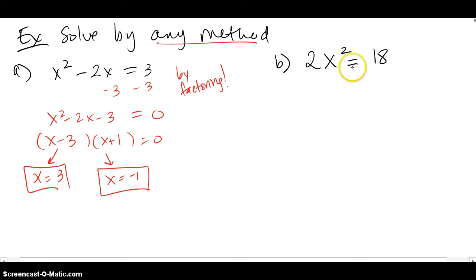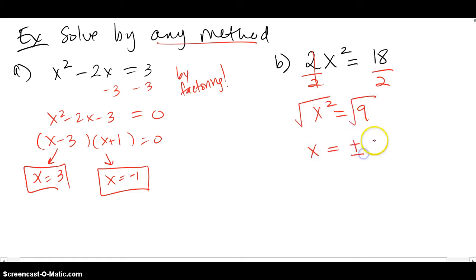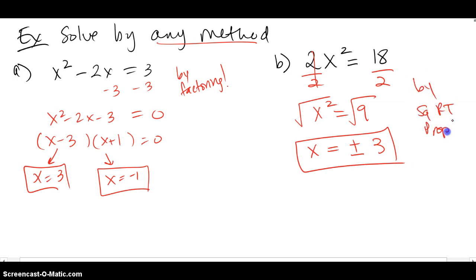Part B, again, I'm not going to use the quadratic formula. A, B, and C, why go through that? If I just isolate the x squared piece, notice what happens. I can easily use the square root property and get x to be plus or minus 3. So I did this by square root property just because it was easier to do it that way.